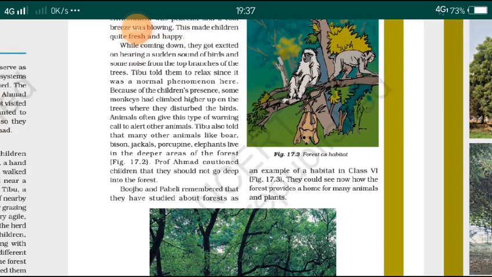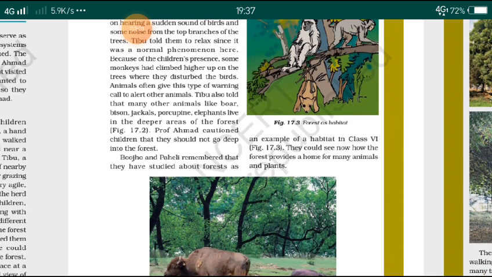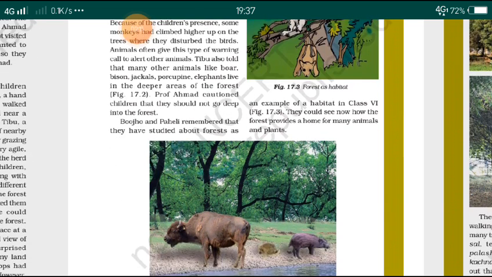Figure 17.3 shows that a forest is a habitat. Many animals live in the forest, so the forest is their habitat. Pujo and Paheli remember that they have studied forest as an example of a habitat in class 6. They could see now how the forest provides a home for many animals and plants.